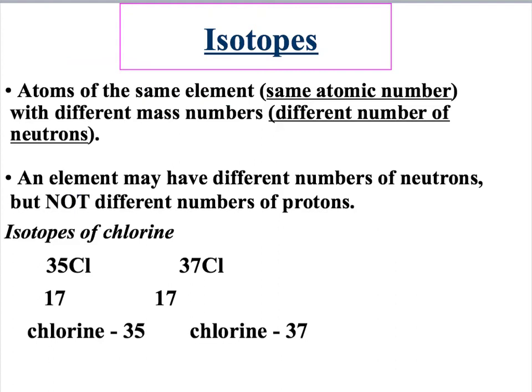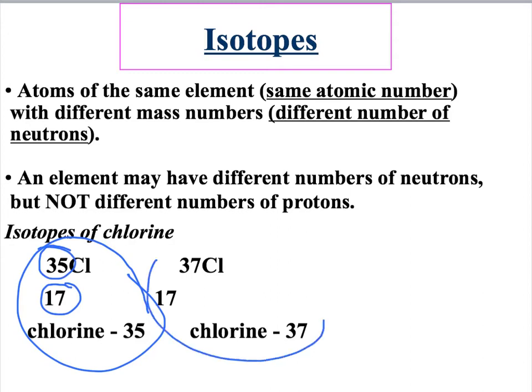So for example, you could look at isotopes of chlorine. So here you could have an isotope of chlorine that we'd call chlorine 35 that has 17 protons and 18 neutrons, giving it a mass number of 35. Or we could have chlorine 37 that still has 17 protons because it's still chlorine, but now it has 20 neutrons, giving it a mass number of 37.